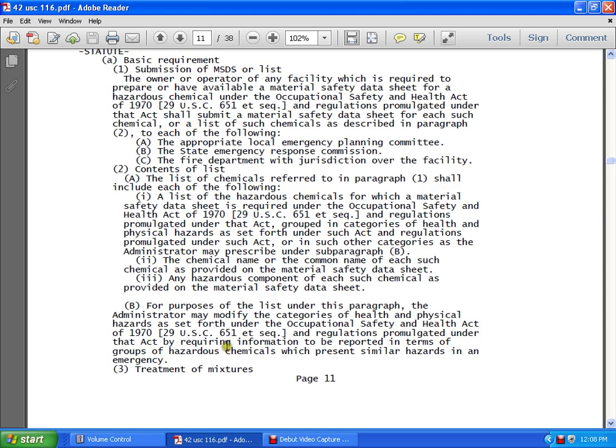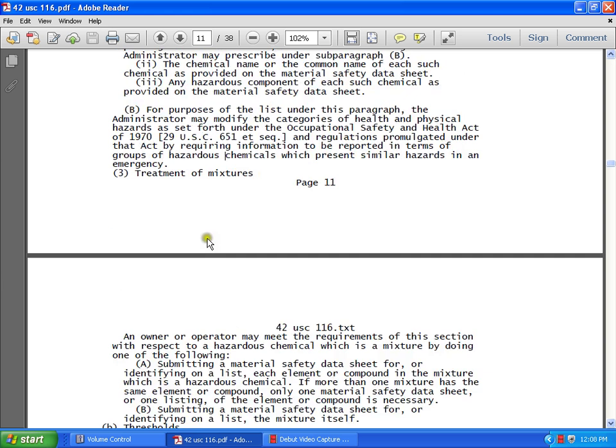B, the purpose of the list under this paragraph. The Administrator may modify the categories of health and physical hazards as set forth under the Occupational Safety and Health Act of 1970 regulations, by requiring information to be reported in terms of groups of hazardous chemicals which present similar hazards in an emergency. Treatment of mixtures.